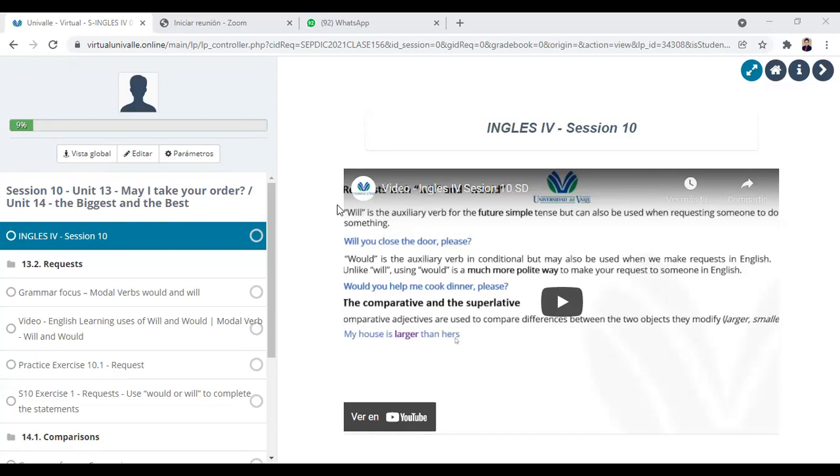Okay, so for today's sessions, we're going to be based on unit 13. And also we're going to have a little mix of 2 units. Also focus on unit 14, the biggest and the best.